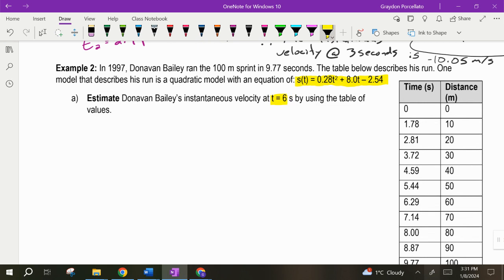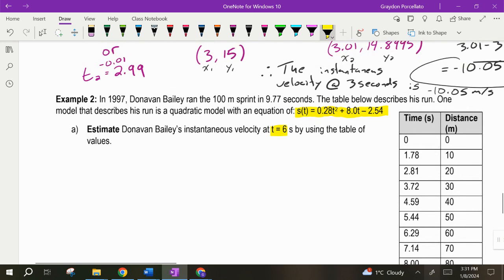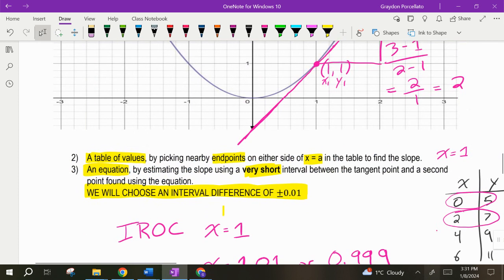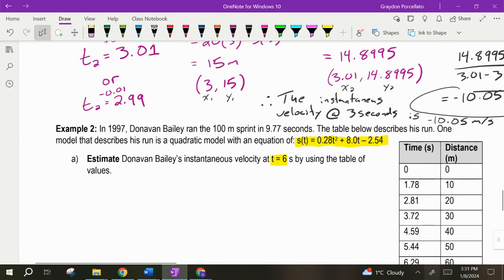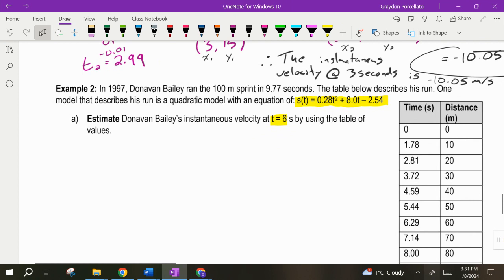So remember, I'm just going to scroll up. What it said is when we're looking at a table of values, we want to pick endpoints that are on either side of the point that we're looking at. In this case, we want to estimate at 6 seconds. So we're going to pick two coordinates, one on either side of 6 seconds, and calculate the slope between those 2 points. So we'll go x1, y1, x2, y2.